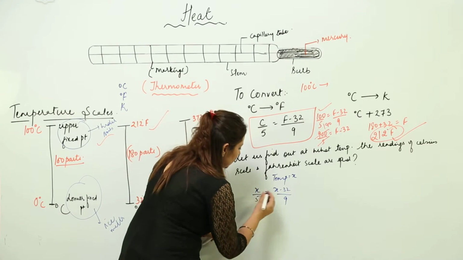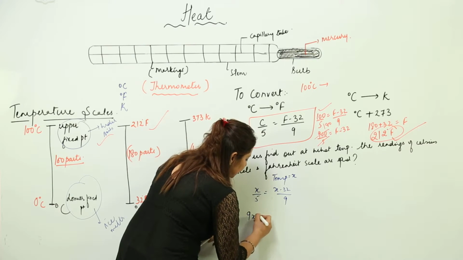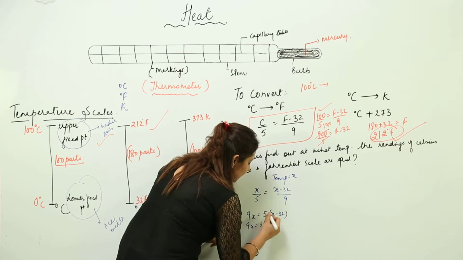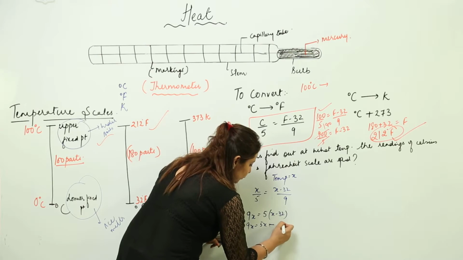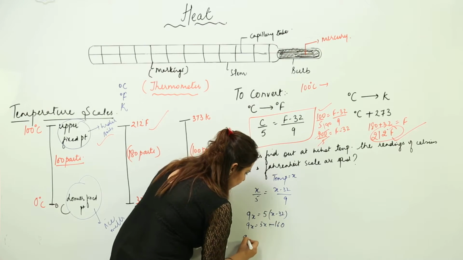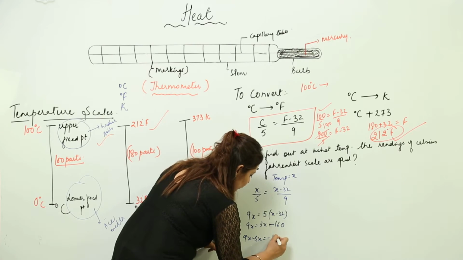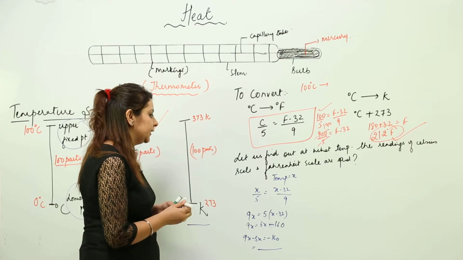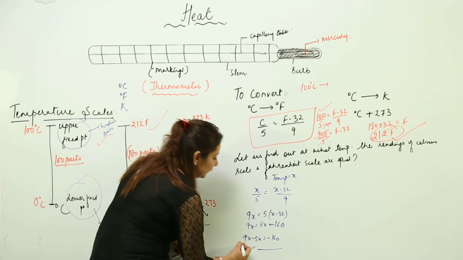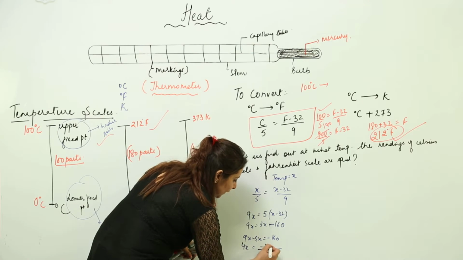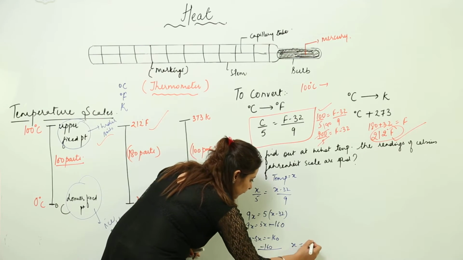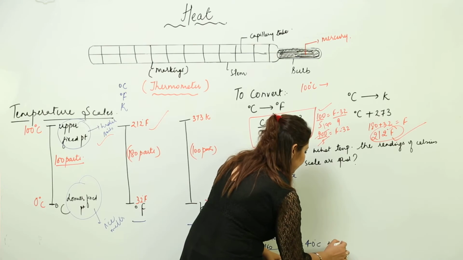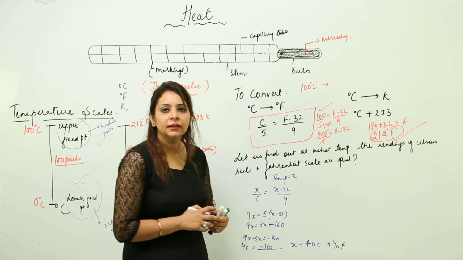If I solve it, it becomes 9x is equal to 5x minus 160. So 9x minus 5x is equal to minus 160. This is how you are going to solve for it. I think you can solve it. It becomes 4x equal to minus 160, and likewise you can solve for it. So at minus 40 degrees Celsius, or you can say at minus 40 degrees Fahrenheit, it comes out to be the same.